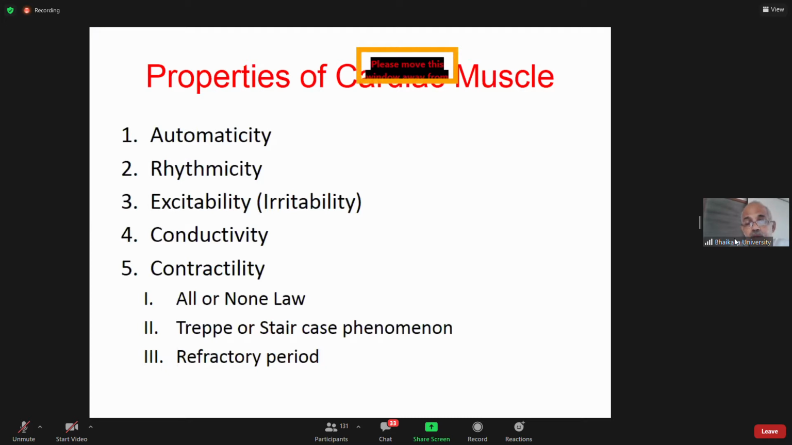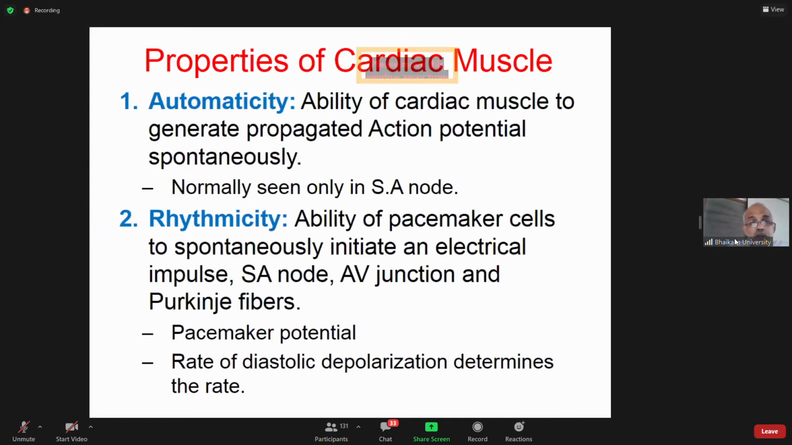Excitability, conductivity, and contractility are properties of the other cardiac musculatures, atrial musculature and ventricular musculature. They don't have the property of automaticity and rhythmicity, but they do have the property of excitability. They can generate impulses. Under contractility, there are other properties: all or none law, which you already know, staircase phenomenon, and refractory period, which you are also aware of. We'll look at it briefly later on. Let us look at each of these.